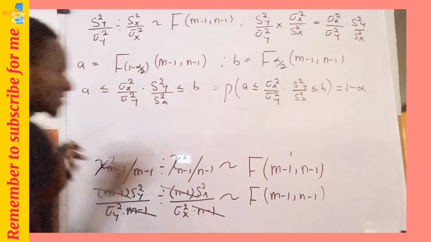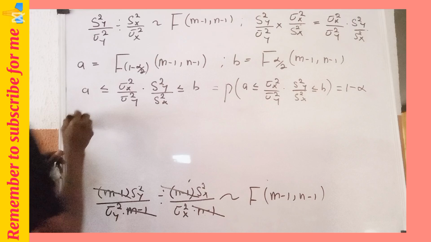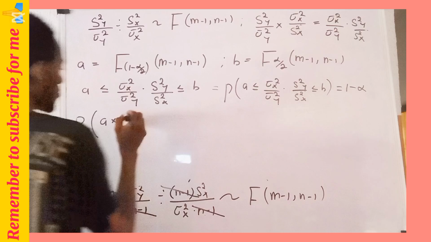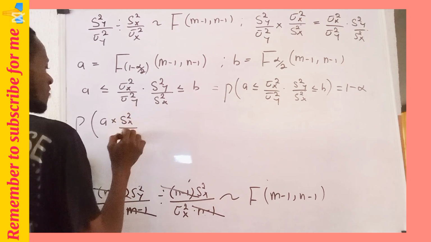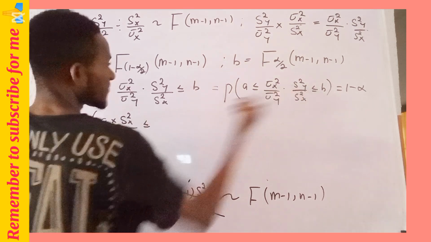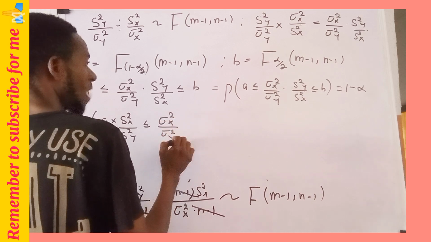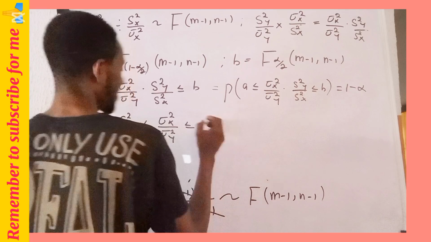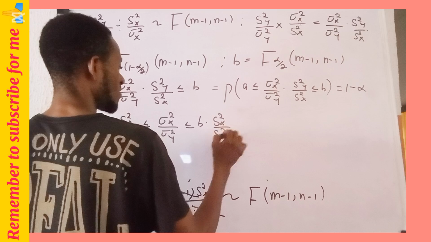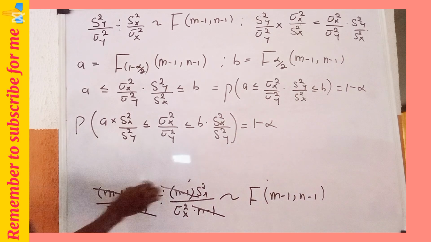So what I have now becomes: the probability of A multiplied by s squared of x all over s squared of y, being less than or equal to sigma squared of x all over sigma squared of y, being less than or equal to b multiplied by s squared of x all over s squared of y. This is 1 minus alpha. Okay? So permit me to clean up.